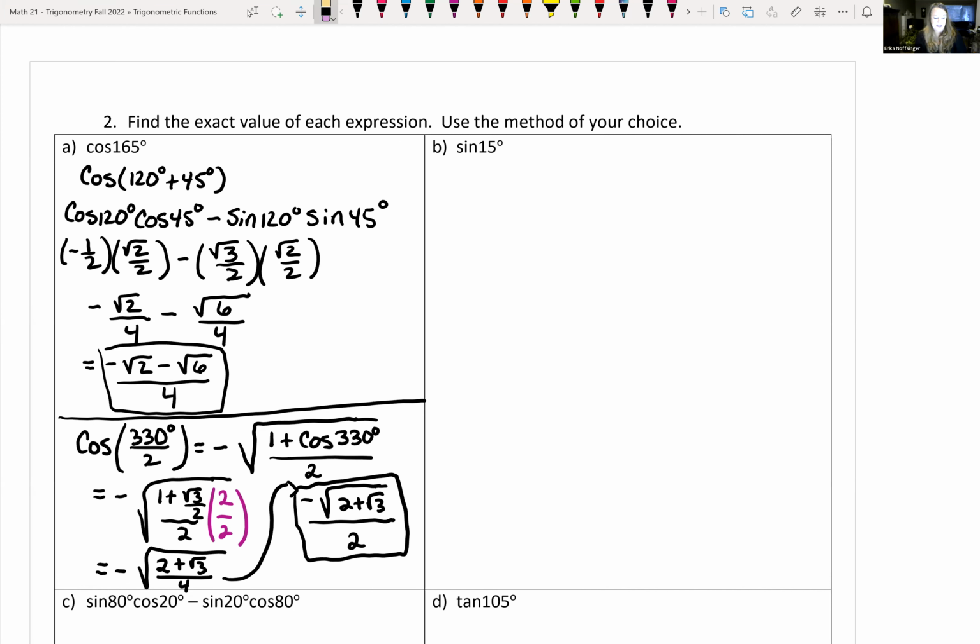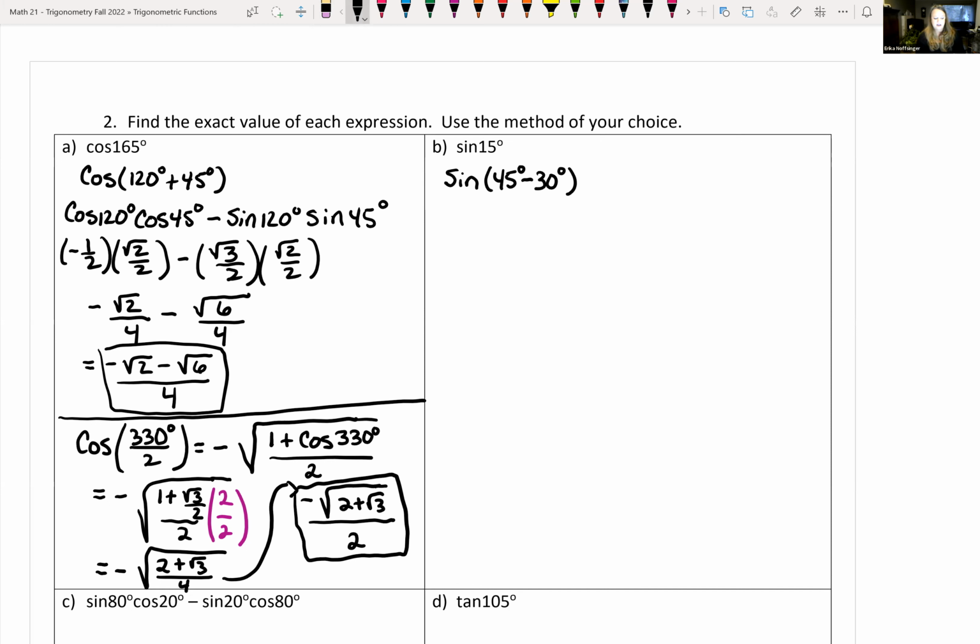So let's first look at it by using a sum or a difference. I noticed that 15 degrees could be rewritten as 45 degrees minus 30 degrees. So doing that, I would have sine of 45 degrees minus 30 degrees.